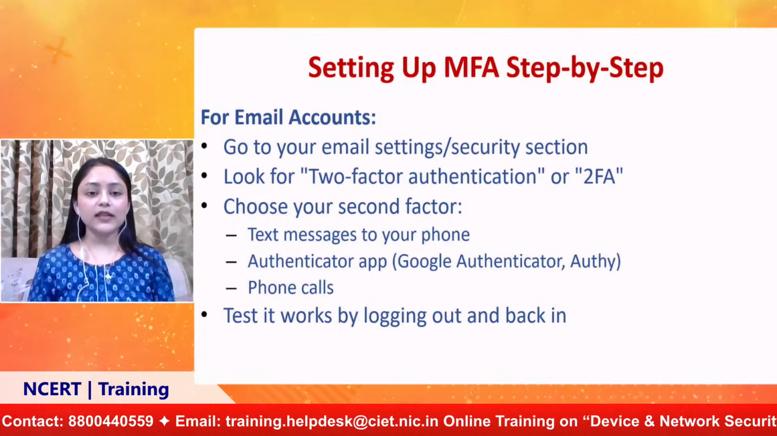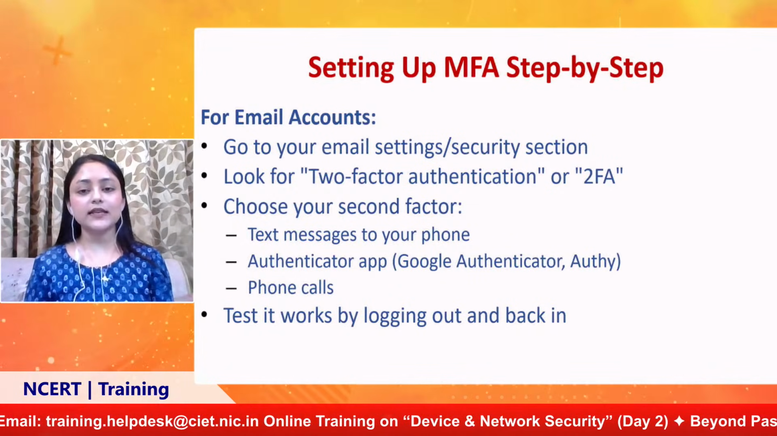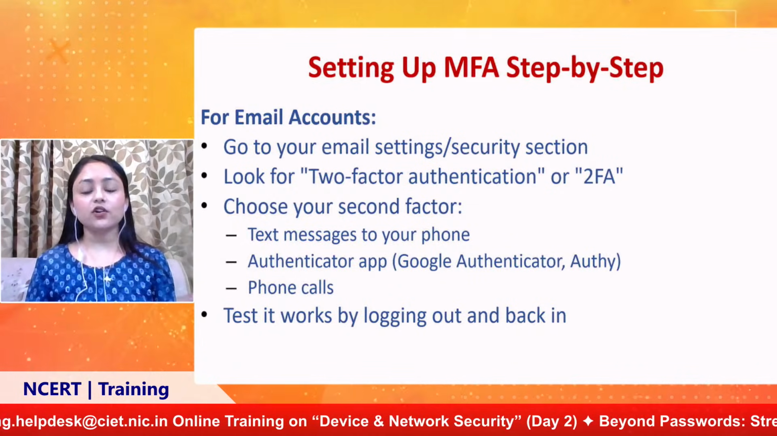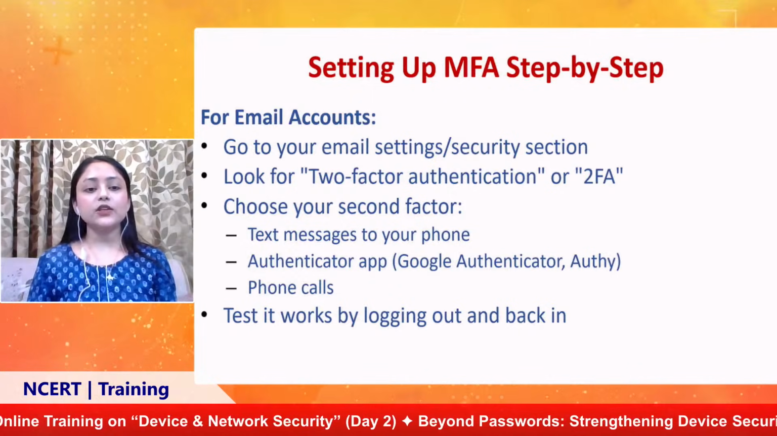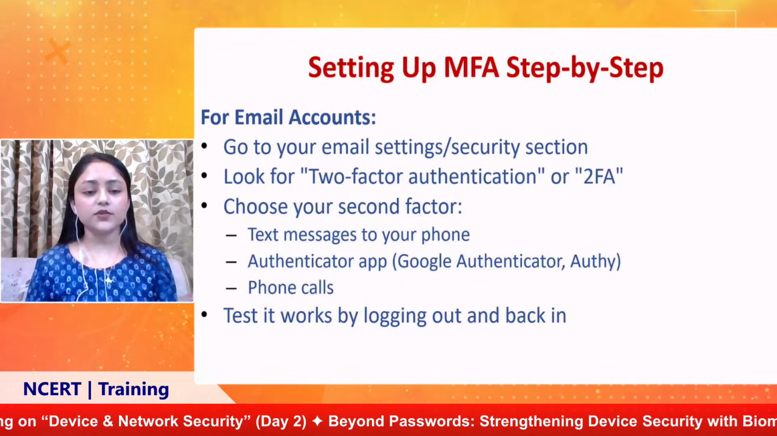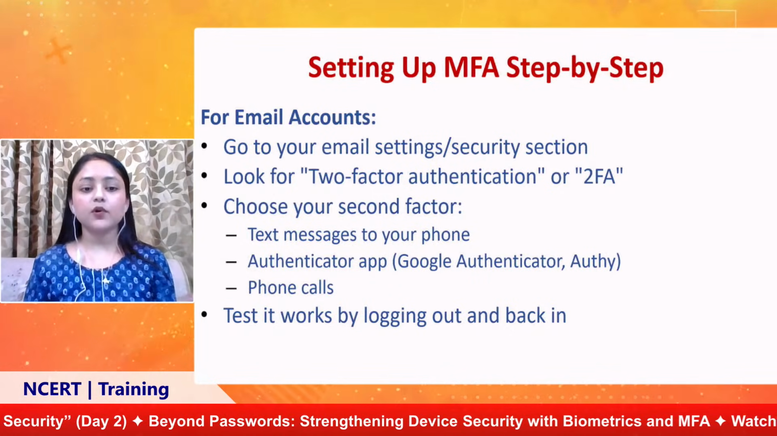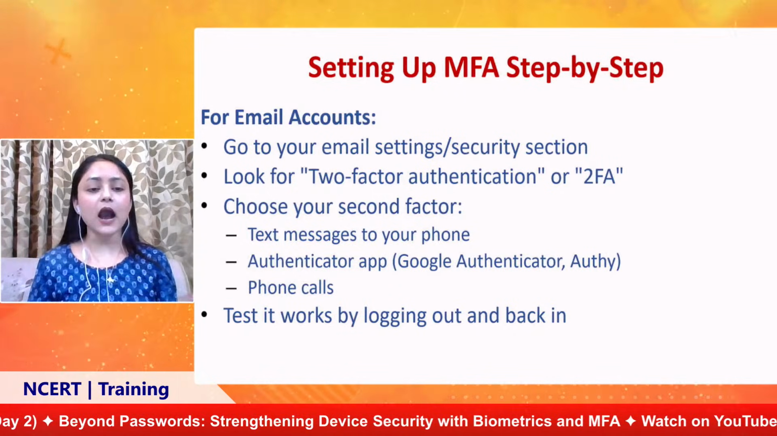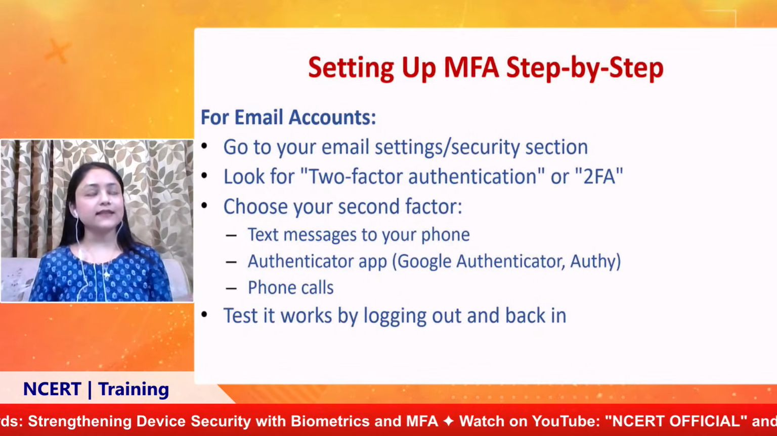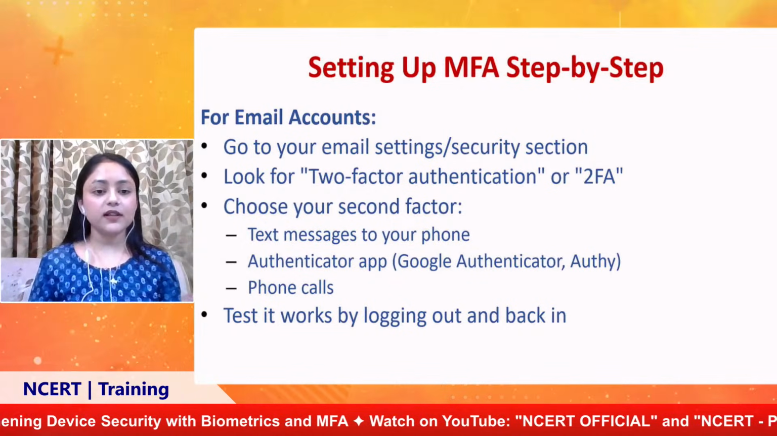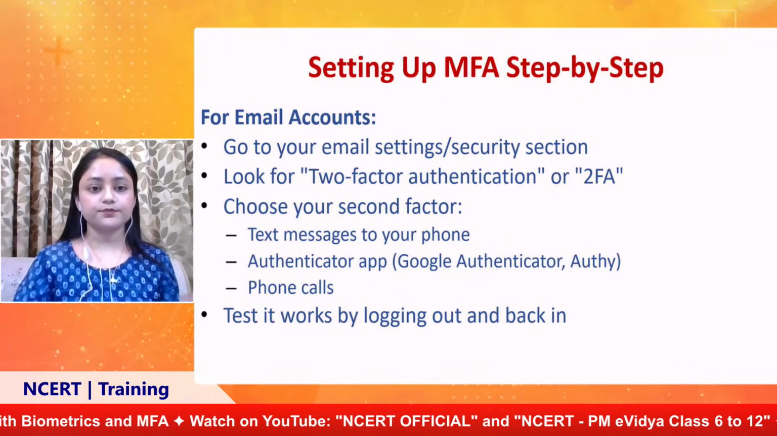Then open your email, and go to the security section as we have written here, and in the security section there is one option of two-factor authentication. Or it will also be written like 2FA, as we have written here. Then you have to choose from whatever options are there, like text messages to your phone, authenticator app, or phone calls. You can choose how you want to get the OTP every time you log in to your email. If you choose text SMS, one OTP will come to you. If you choose call, a call will come. And then you just set it.